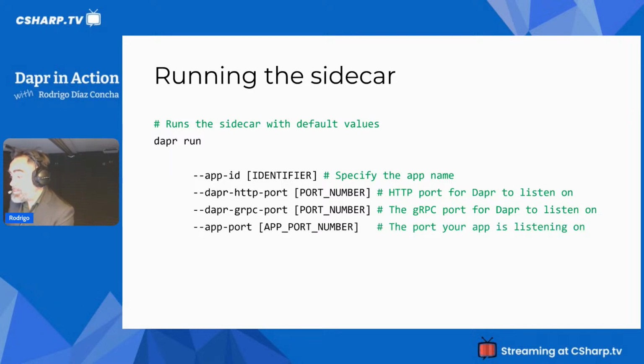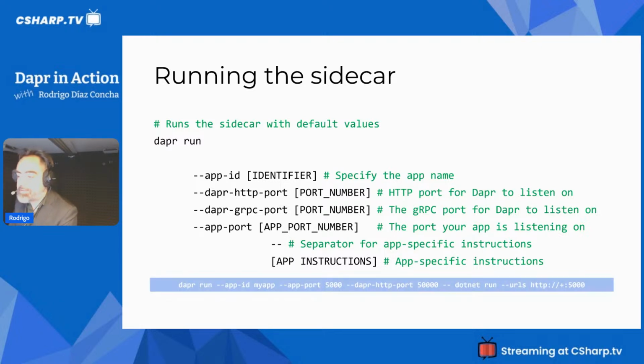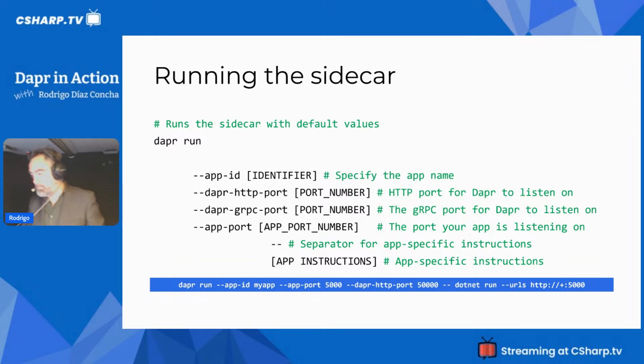So in other words, we can get access to Dapr by using HTTP or gRPC technologies. And an app port, this is the port number where your application is listening. And then you need to specify the command for your specific application. For instance, if you're running .NET, then this is a place where you pass dotnet run and all the flags that your application needs, such as URLs and so on. So there's an example here on the screen that I've been using most of the time in this series, okay?